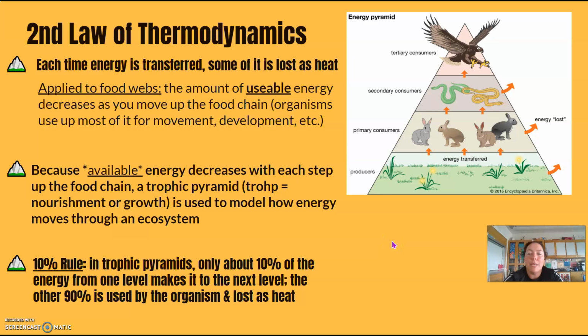So the rule of 10% is that only 10% of the energy from one level makes it to the next level. 90% of the energy is used by the organism and then eventually lost as heat. So think cellular respiration in the plant, cellular respiration in animals. The animal is using energy as it's taking it in. So only 10% of the energy actually gets passed on to the next trophic level. Okay, so 10% moves up, 10% moves up, 90% is lost.